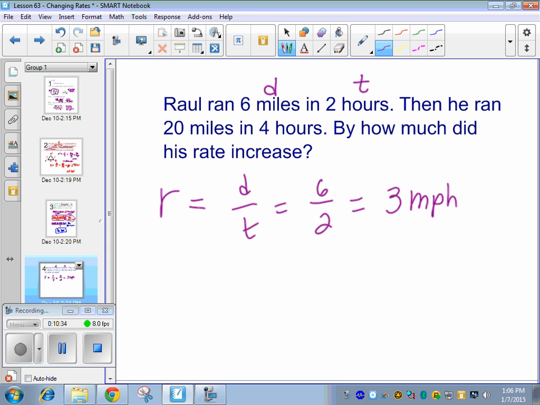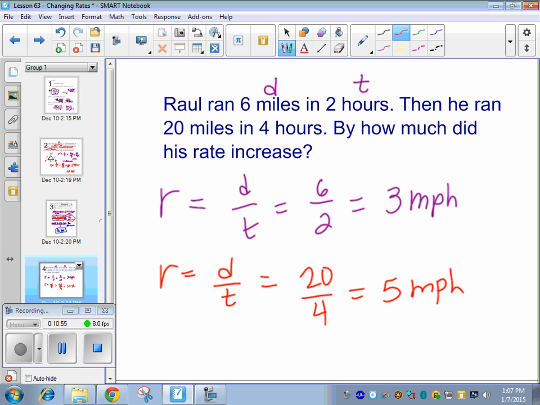Okay? And then we have another rate. So then he ran 20 miles in 4 hours. Same thing, we're finding another rate. So we need another formula. This time, Tim, what's my distance? Distance 20 miles. Good. And what's my time? 4 hours. Good. We get 5 miles per hour. So even though he went further, he still did it at a faster pace.